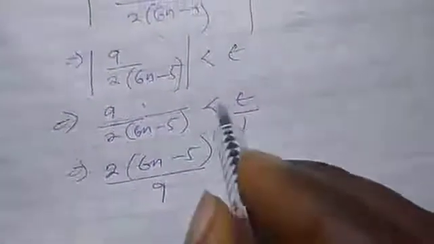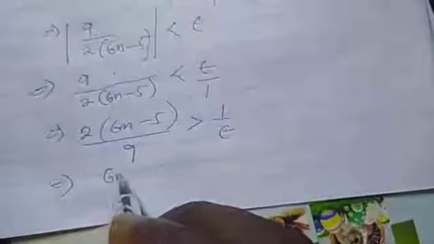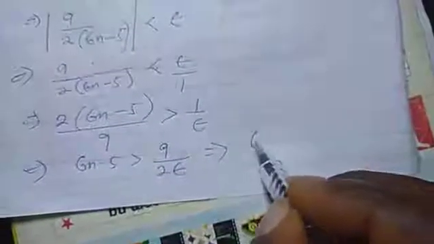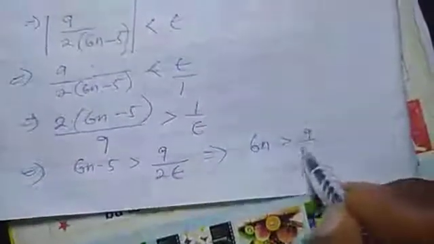But the same thing will happen to here. This is epsilon over 1. I will write it like this: 2 into 6n minus 5 divided by 9. So, from the knowledge of inequality, this sign will change to greater than 1 over epsilon. Then, if you take this to the other side, 6n minus 5 will be greater than 9 over 2 epsilon. Which, if we continue, we are going to have 6n is greater than 9 over 2 epsilon plus 5.